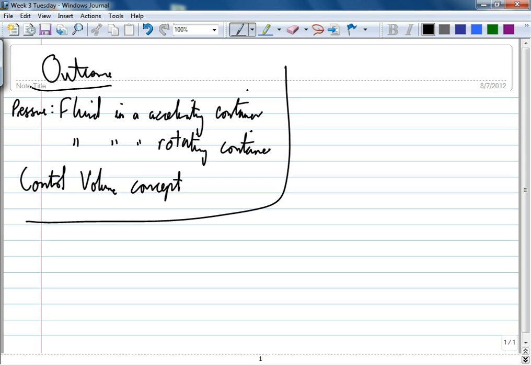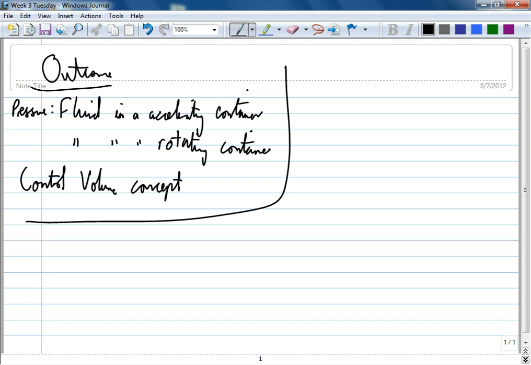So for today, this is the last bit of fluid statics. We want to consider what happens when a fluid is in an accelerating container or in a rotating container. And if we have some time, we'll touch on the concept of control volume before we move on to the next chapter, which is on control volume, mass conservation, momentum equation, and so on.